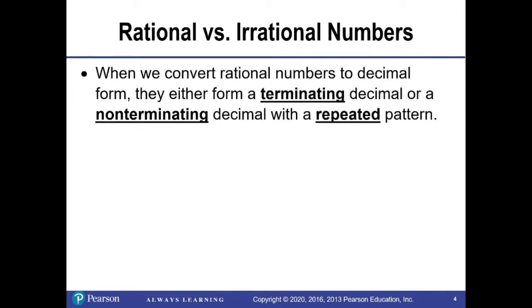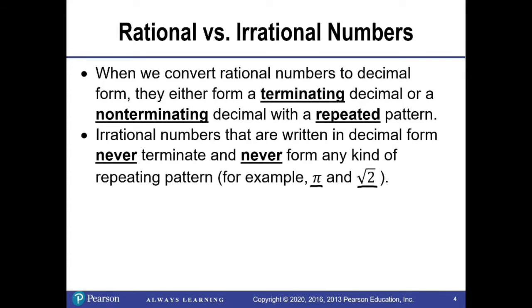When we convert rational numbers to decimal form, one of two things happen. They either form a terminating decimal. We looked at terminating decimals in sections 7.1 and 7.2, or they form a non-terminating decimal that has a pattern that repeats. Irrational numbers that are written in decimal form will never terminate and they'll never repeat.